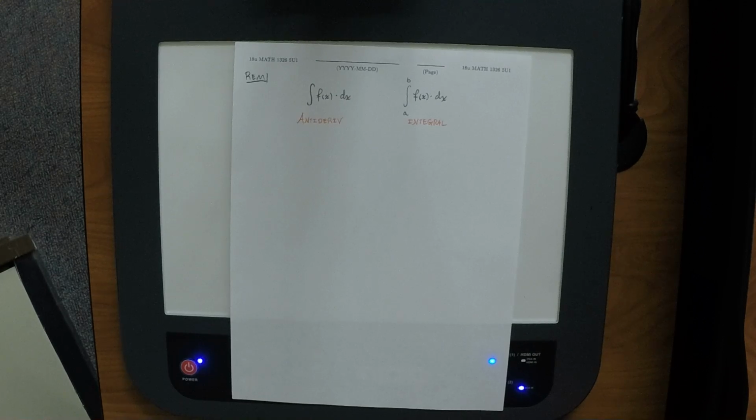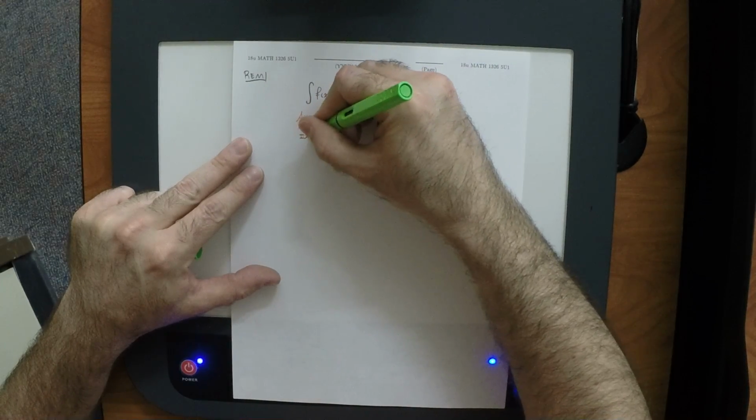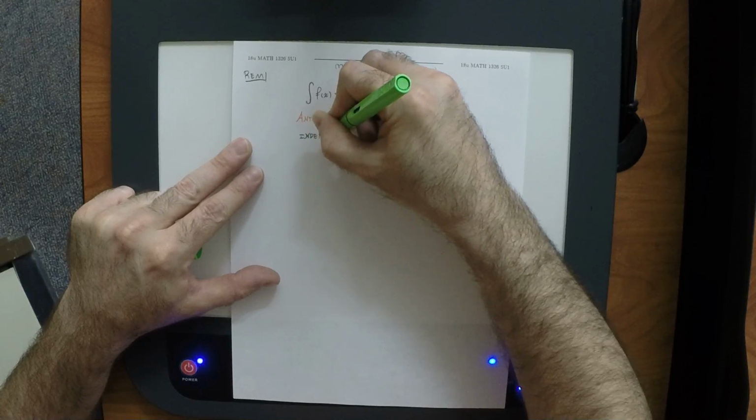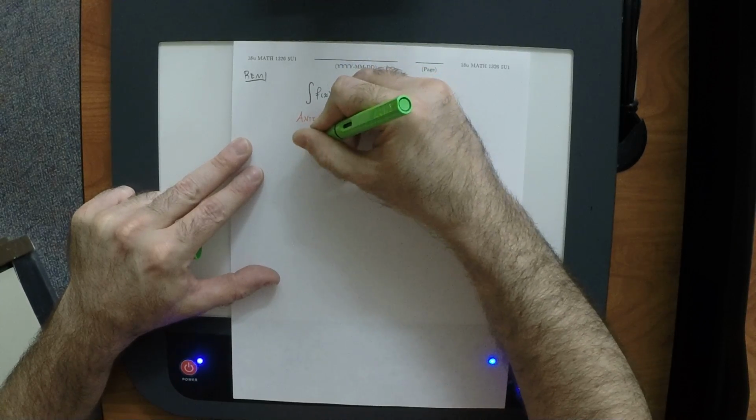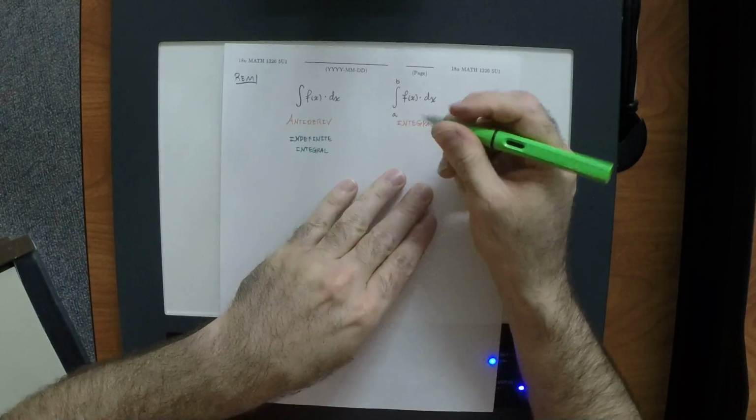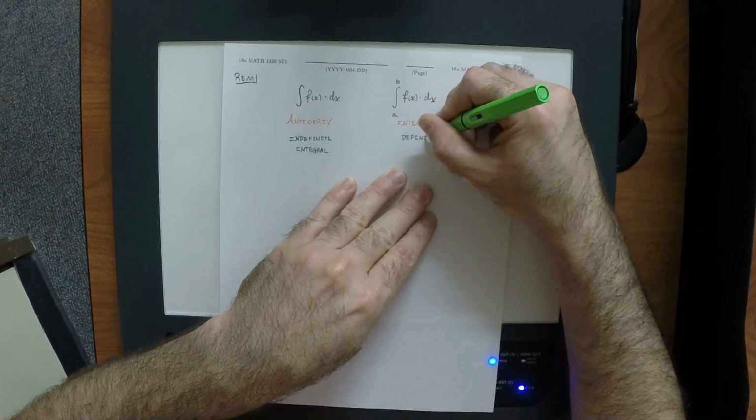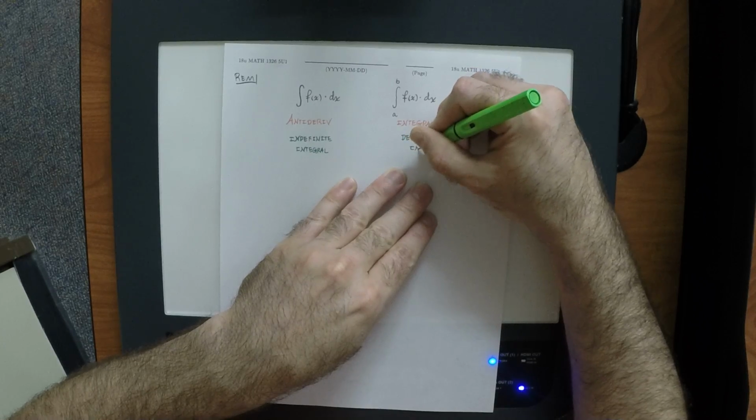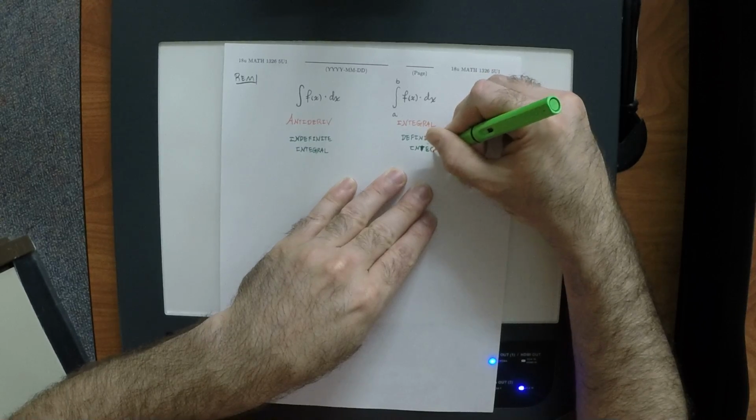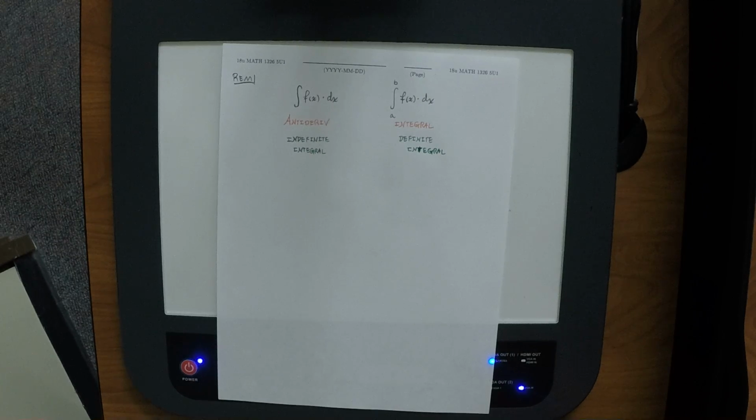Now, in your book, and probably in your previous calculus courses, this kind of thing was referred to as an indefinite integral. And this thing is referred to as a definite integral. So it is just fine for you to use the green terminologies, but I will not. I will refer to them as antiderivative and integral.